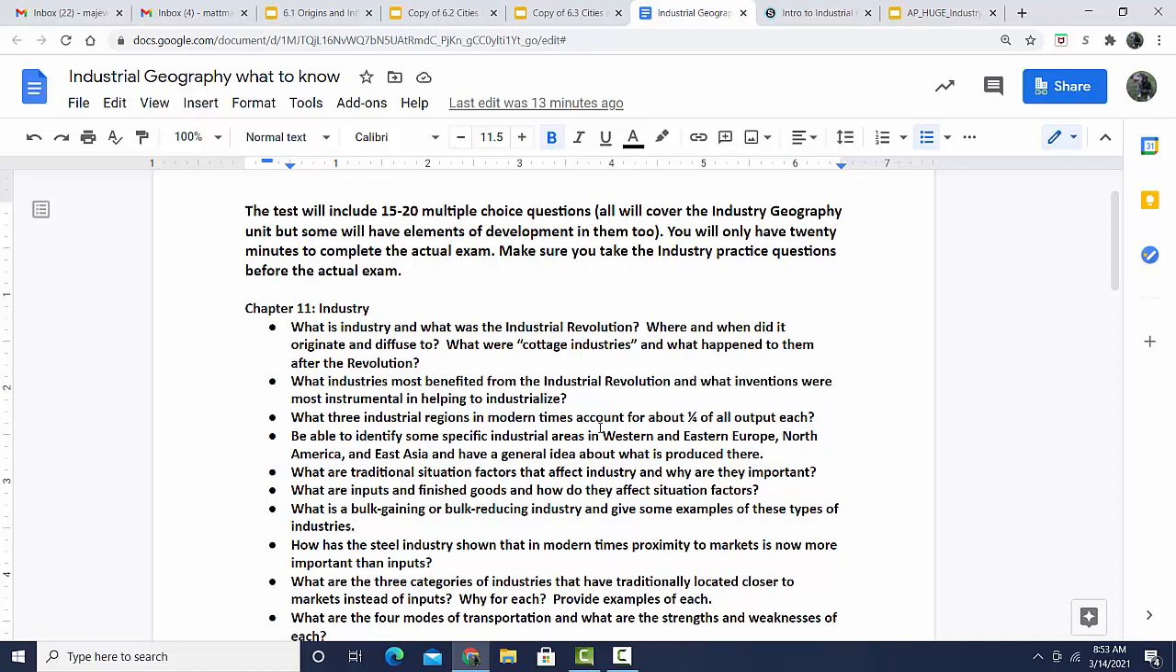What 3 industrial regions in modern times account for almost a quarter of all output? Okay, you can kind of almost get this one by looking at the next question. So Europe is responsible for 25%, for about 1/4 of all industrial production. North America, right, led by the United States, responsible for about 25%. East Asia, responsible for about 25%, for about 1/4. If you do the math there, you can pretty much easily figure out that means about 25% or one fourth is coming from the rest of the world combined.